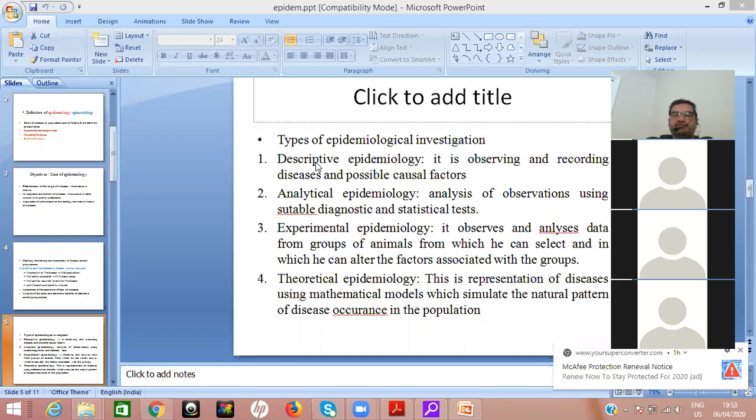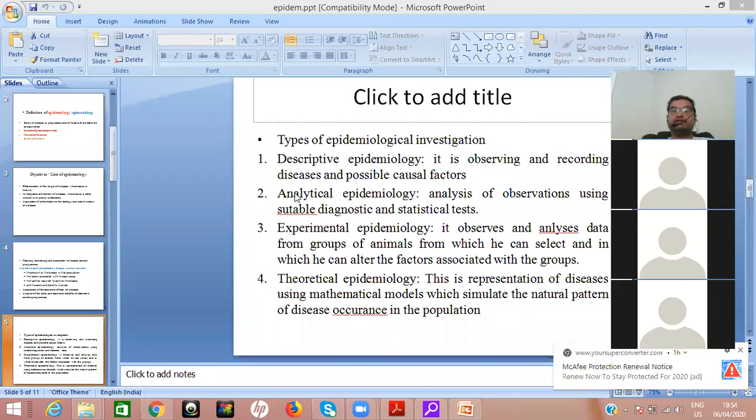Say, what is descriptive epidemiology? So descriptive epidemiology, as the term says, it is a type of description. So nothing more detail is noted. It is simply observing and recording the disease and possible causal factors. That is the simple recording of the data from a population. That is called descriptive epidemiology. You can say simply it is a monitoring type of work. That population is getting involved with a certain disease. So we can record that, yes, this animal is diseased, this animal is diseased, this animal is diseased. Likewise, we can have a database that a particular population is being affected with a particular type of disease. That is simply descriptive epidemiology.